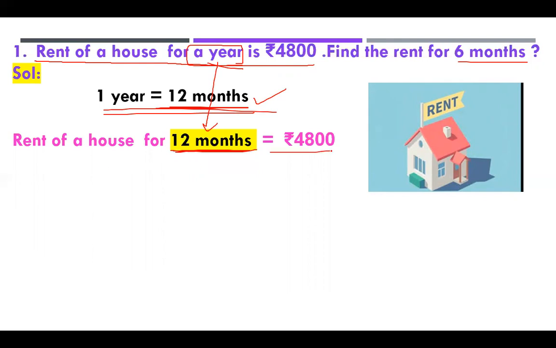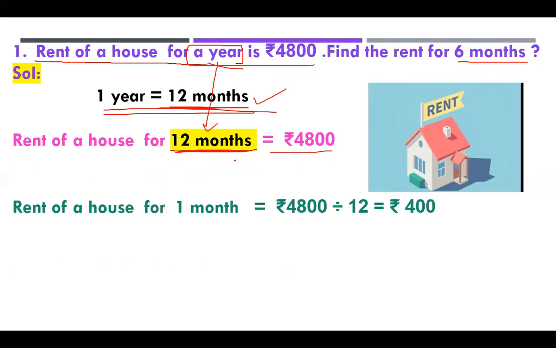Now we will use the unitary method over here. Here we have 12 months. Firstly, I have to find the rent of a house for 1 month only. If you want to find the rent of a house for 1 month, what will we do? We have to divide by 12. When you divide 12 months by 12, you will get 1 month. In the same way, you have to divide 4800 by 12 and you will get rupees 400. So we come to know that the rent of a house for 1 month is rupees 400.